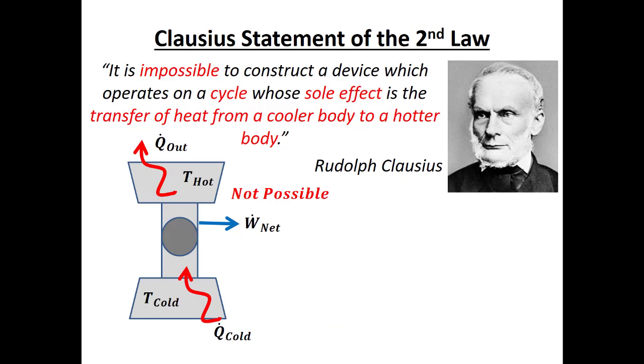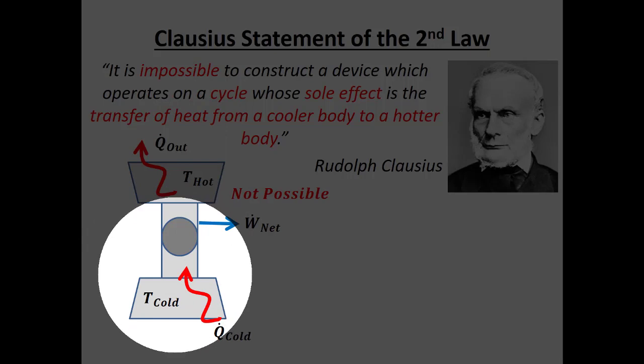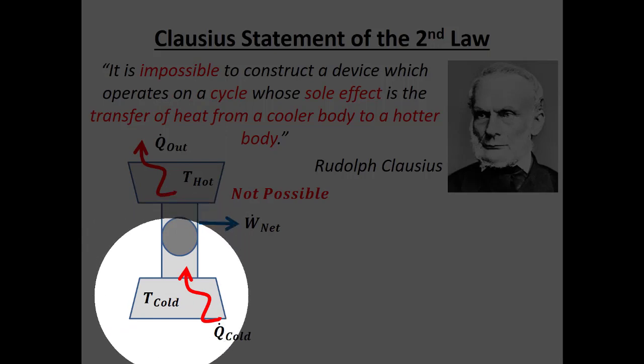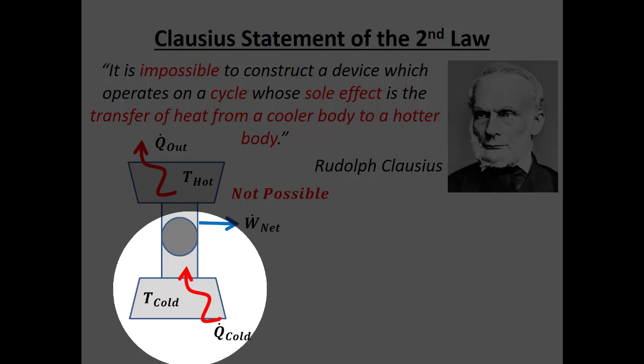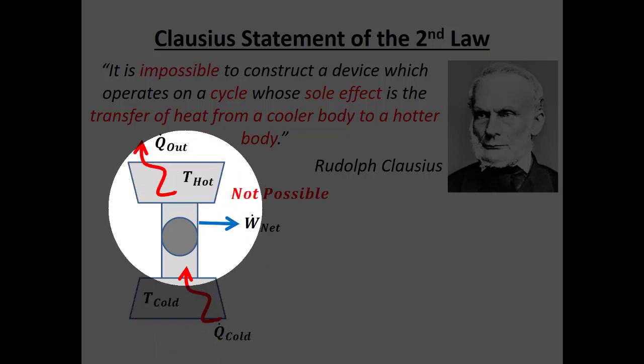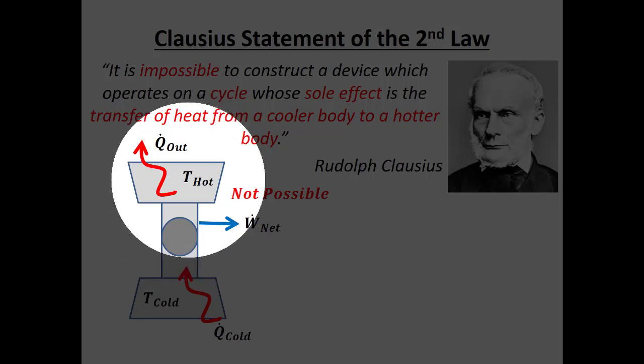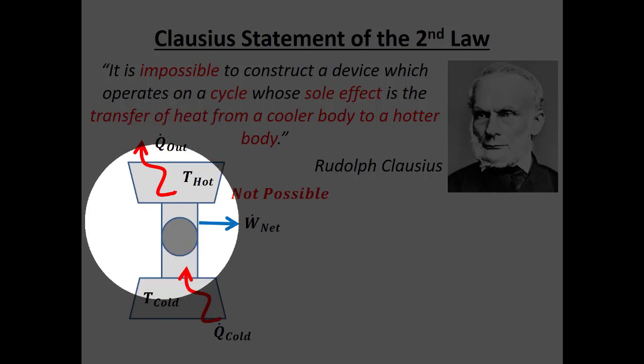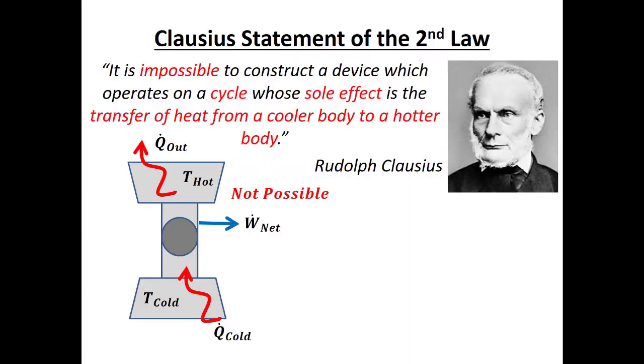And Clausius' statement of the second law tells us that it's impossible to construct a device which operates on a cycle whose sole effect is the transfer of heat from a cooler body to a hotter body. Again, I think that the wording here is not great and kind of confusing. But what it means is I can make a machine that has a cold half that's colder than my cold reservoir. What that lets me do is remove heat from this cold place. But then I also have to have another half of this machine that's hotter than my hot reservoir so that I can reject heat from this half of the machine into the hot reservoir.